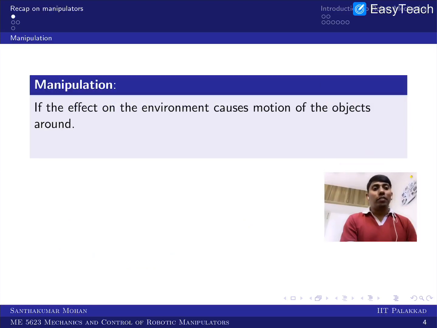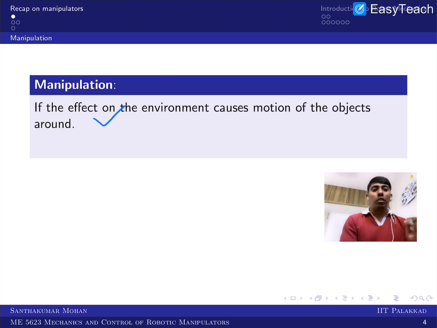Let us start with what we have seen in the last class. The effector is the keyword we considered. Based on the effector, two kinds of actions happen. One is locomotion, where the effector's effect on the environment causes motion of the robot itself. The locomoting device in robotics we call a mobile robot, whereas in this course we focus more on manipulation, which is the effect on the environment causing motion of the objects around.